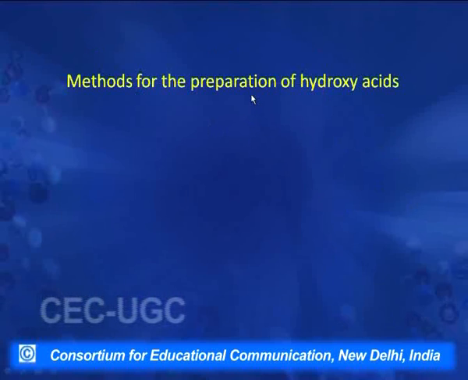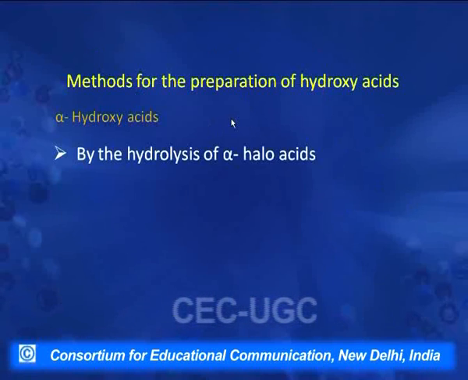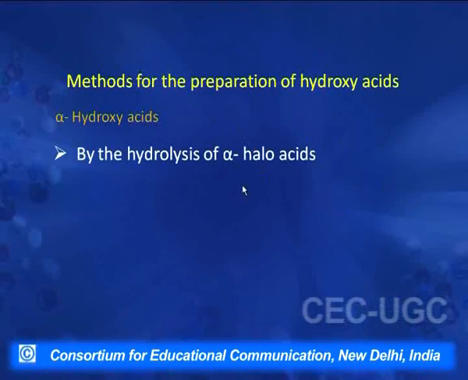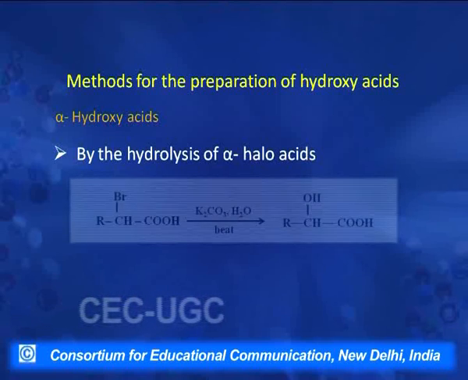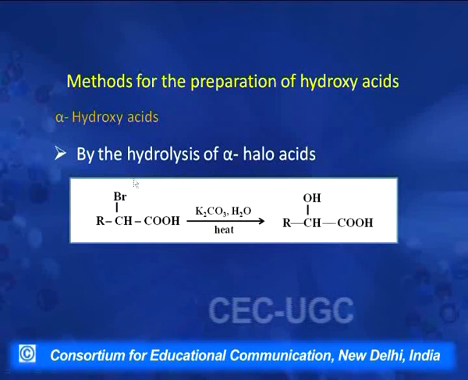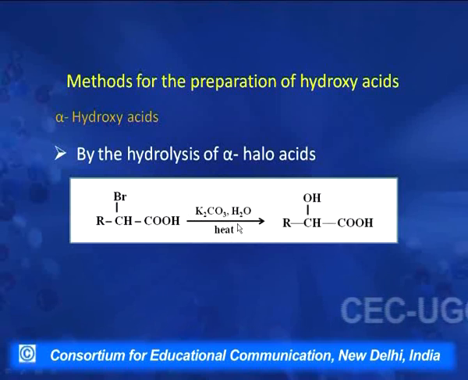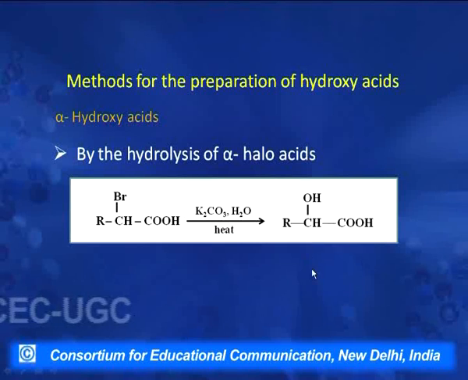General methods for the preparation of hydroxy acids include the hydrolysis of alpha haloacids. We have discussed earlier that a halo group present at the alpha position can easily be substituted by a hydroxyl group on treatment with potassium carbonate or sodium hydroxide or silver oxide, and we get the corresponding hydroxy acid.